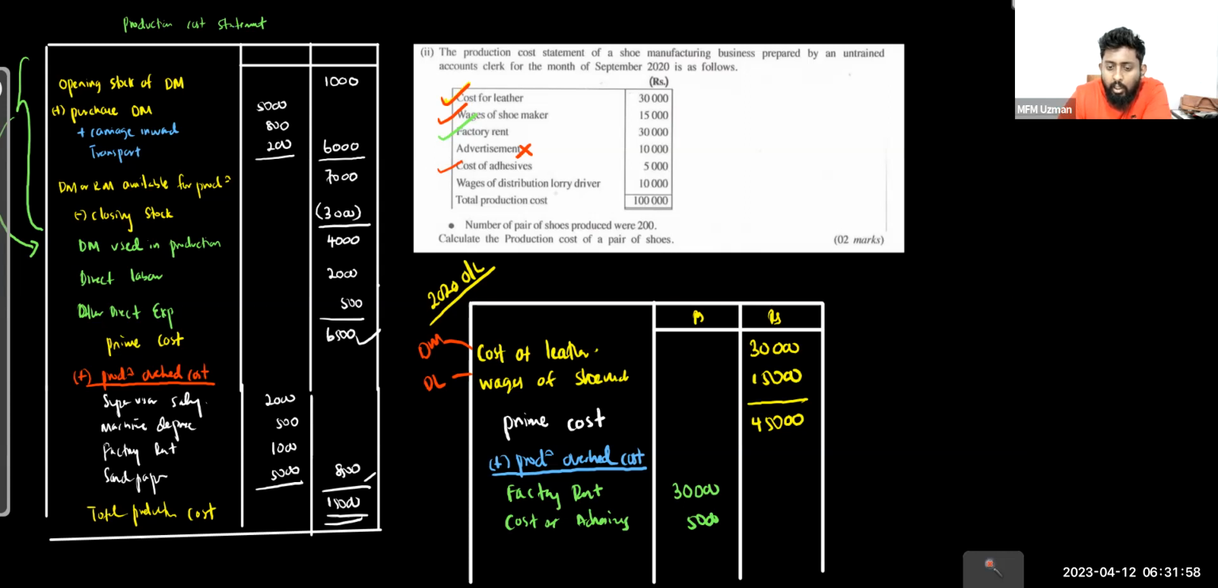Wages for distribution lorry driver. Distribution means distributing the final goods, selling. Why, guys? Wages of distribution lorry driver. You might think, sir, he brings in the material. No. Distribution means after we produce the shoe, guys, we have to distribute it. That is not a production cost, that is a distribution, selling cost. It also won't come here. So therefore, guys, the correct answer for total production cost is going to be how much? 45 plus 35. What is the total production cost, guys, here? It's going to give me 80,000 rupees total.